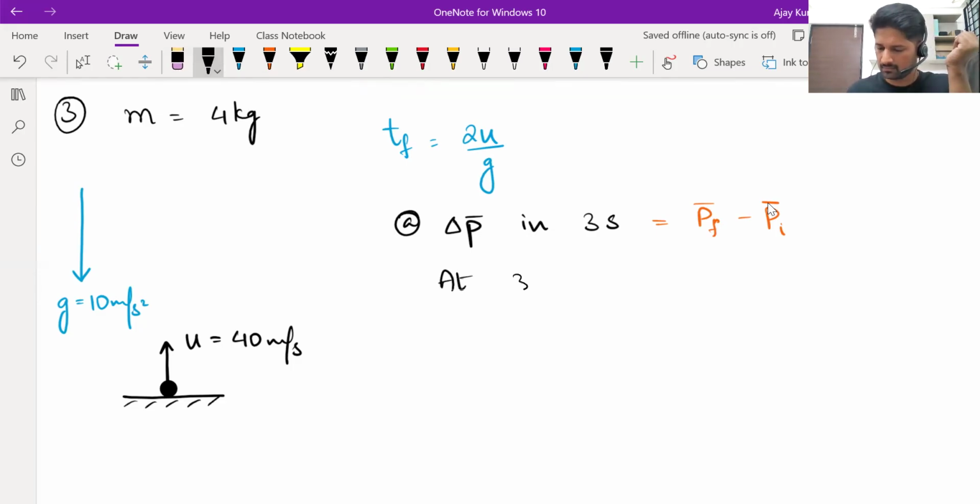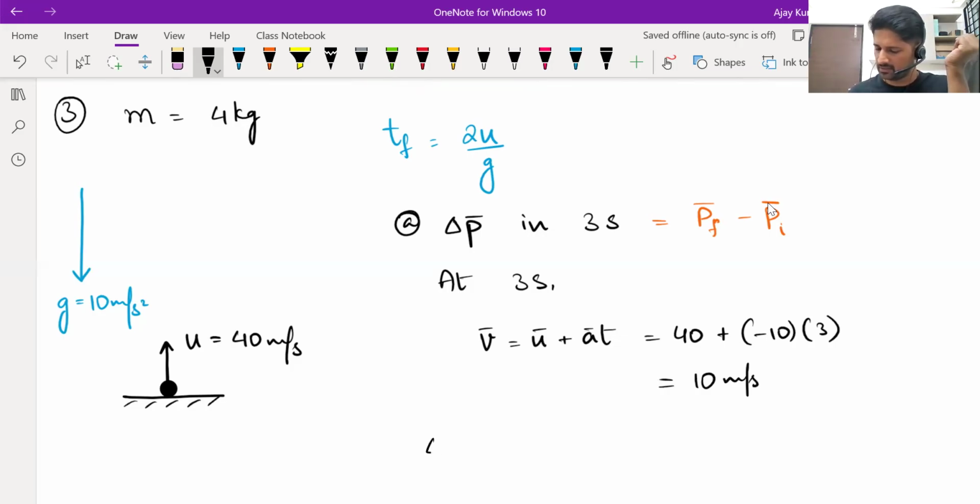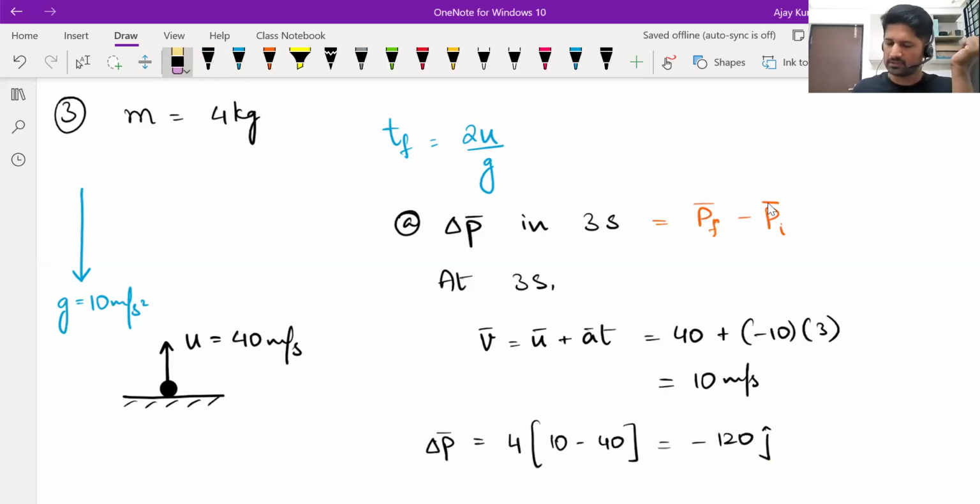V equal to U plus at. Okay. U is 40. Acceleration, how much did you take? Minus 10 meter per second squared. Minus 10 into 3. Okay, fine. So velocity becomes 10 meters per second, and then we can tell the change in momentum. Mass is 4 kg into final velocity minus initial velocity. Minus 30 into 4 becomes minus 120 J cap kg meters per second is the change in momentum.